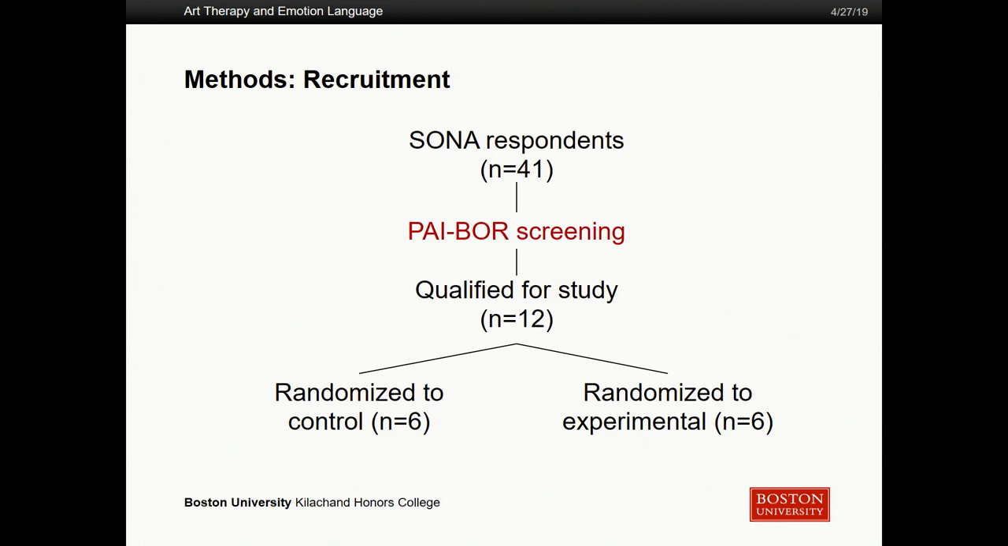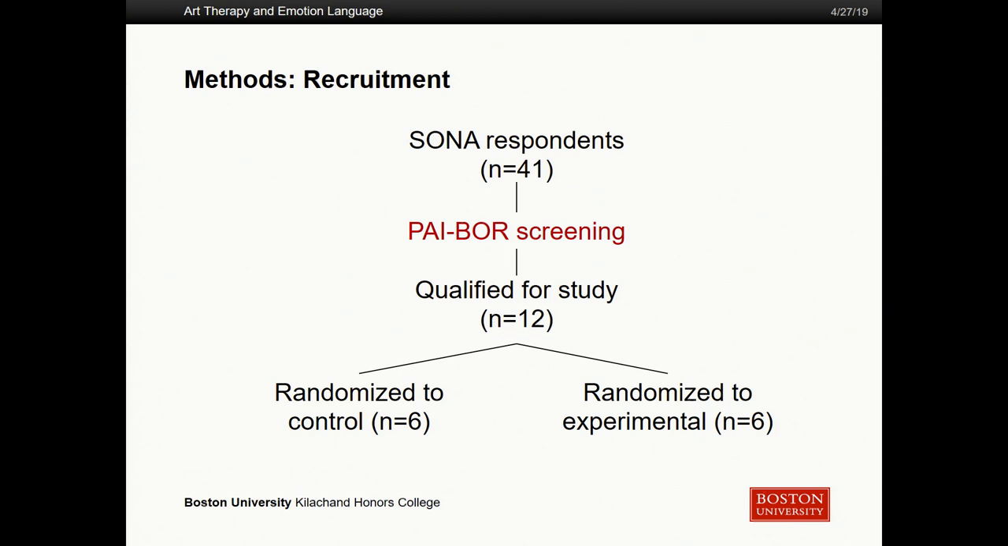And so these were the methods that I started to use. First, we recruited using the SONA platform, which BU has an online database of different participants in the Psych 101 class that want to participate in different studies. Although lots of people responded to the SONA study, they first had to complete a PAI-BOR screening, which is the Personality Assessment Inventory for the borderline subscale, which essentially means that they had to meet a minimum level of borderline personality disorder in order to be accepted into the study. And if they qualified, they were then randomized to either the control condition or the experimental condition.